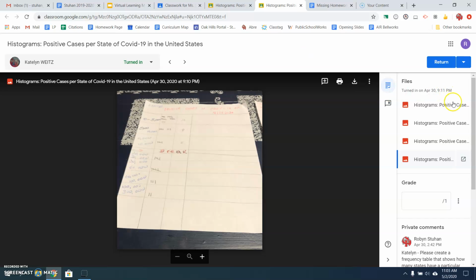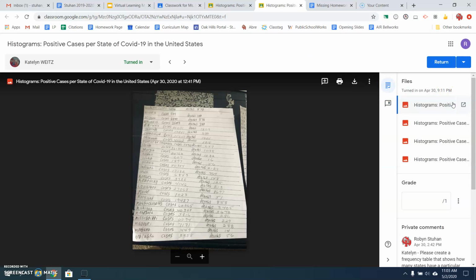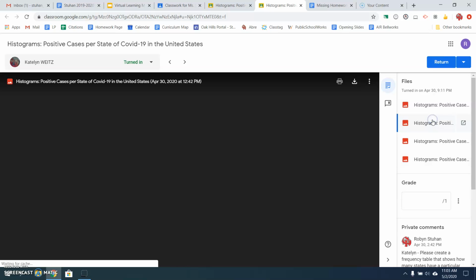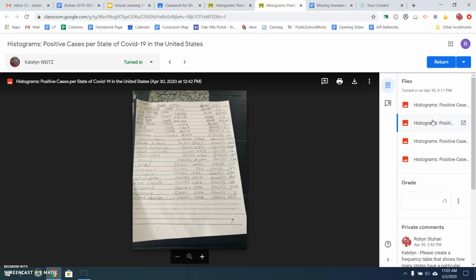I love how you wrote down all the information on this chart here. You really only need the name of the state and the number of cases. You don't need any of this other information here, the deaths. We're just looking at positive cases in each state, including Washington, D.C. You don't need the other territories, which it looks like you left those out. So you've got your information, which is great.